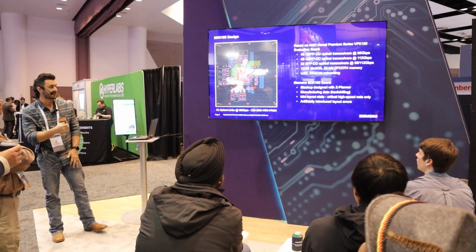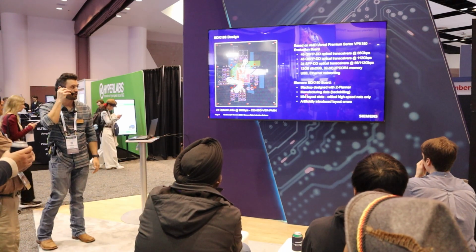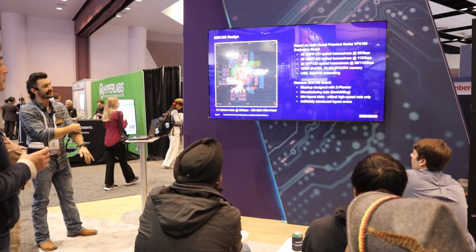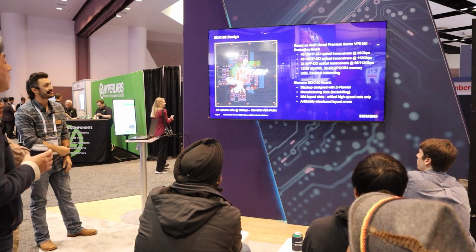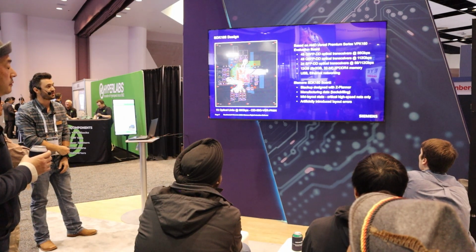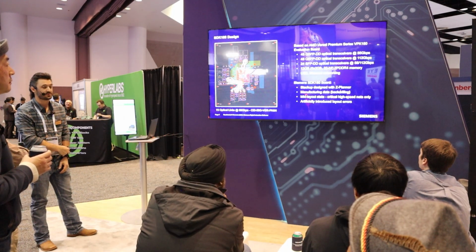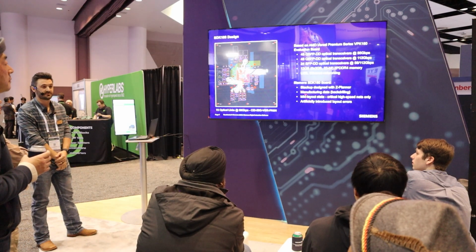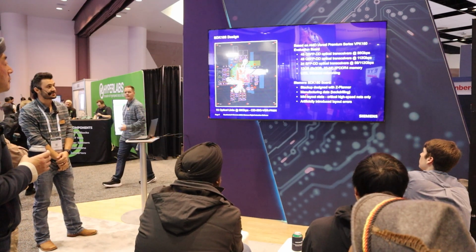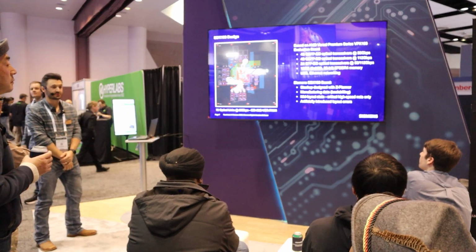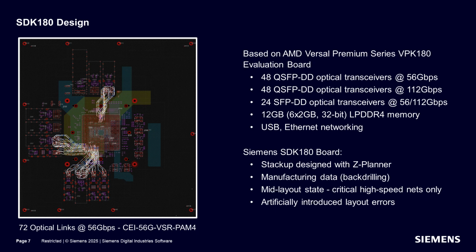So I want to take a quick look at this reference eval board that I'll be referencing later in the presentation. We ran some simulations on it. This is the VPK 180 design. It's based on an AMD Versal Premium Series evaluation board called the VPK 180. This design is used to evaluate their Versal Premium Series adaptive SoC devices.